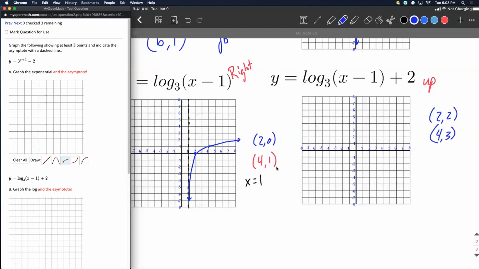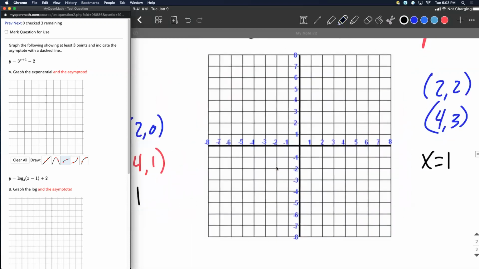The vertical asymptote is going to remain at an x value of 1. So x equals 1 is going to be our vertical asymptote. Sketch that in real quickly. And then 2, 2 is right here, and 4, 3. Bring everything else along. And that's what our graph looks like.